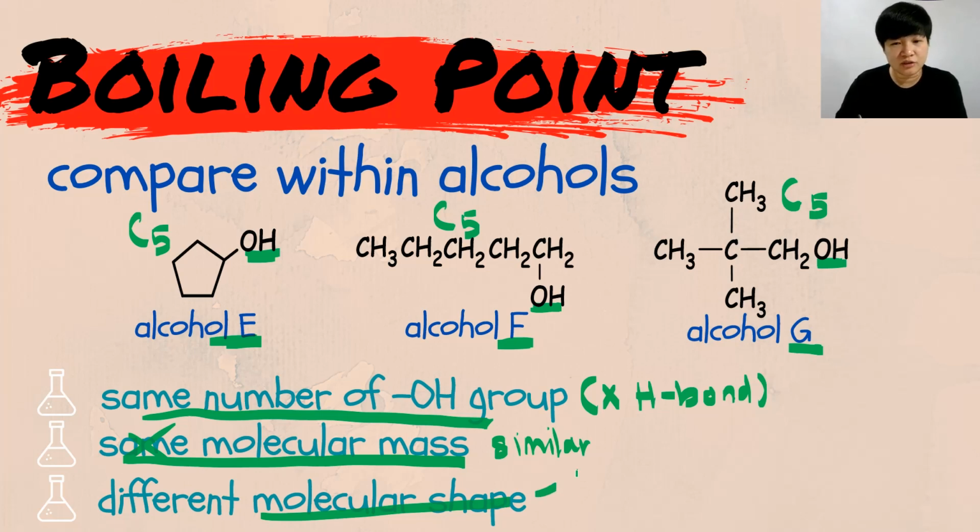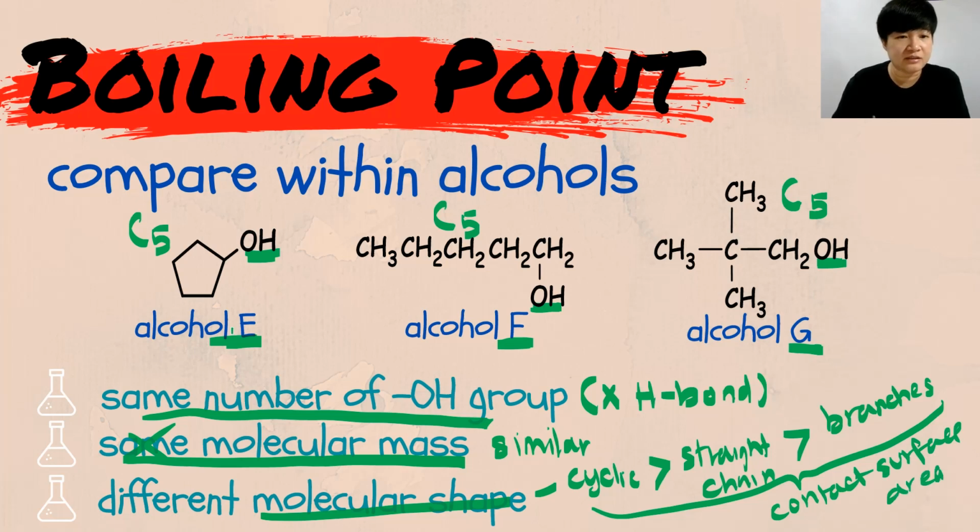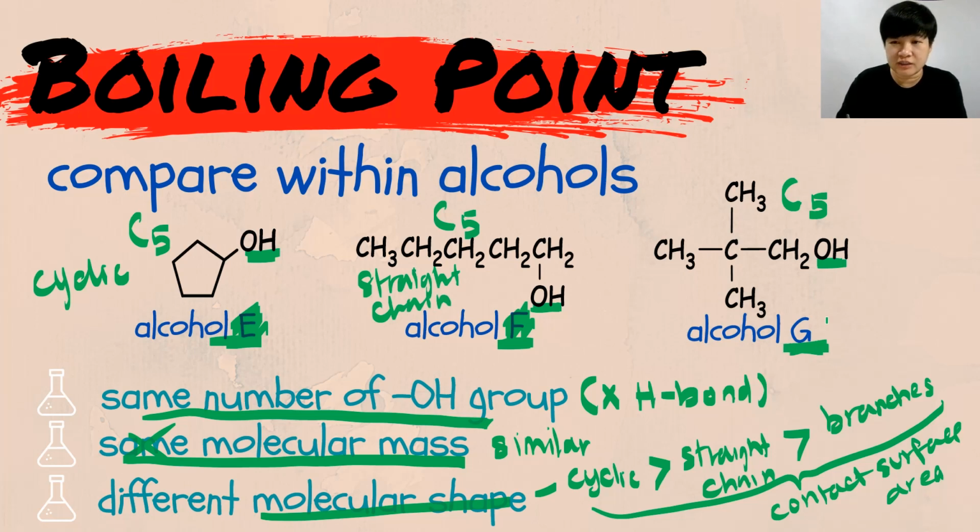And you should know that a cyclic structure has a larger contact surface area than a straight chain. And a straight chain has a larger contact surface area than a branched structure. So in molecular shape, we always discuss contact surface area. Remember this. Here you can see alcohol E is cyclic, alcohol F is a straight chain, and alcohol G has 2 branches.